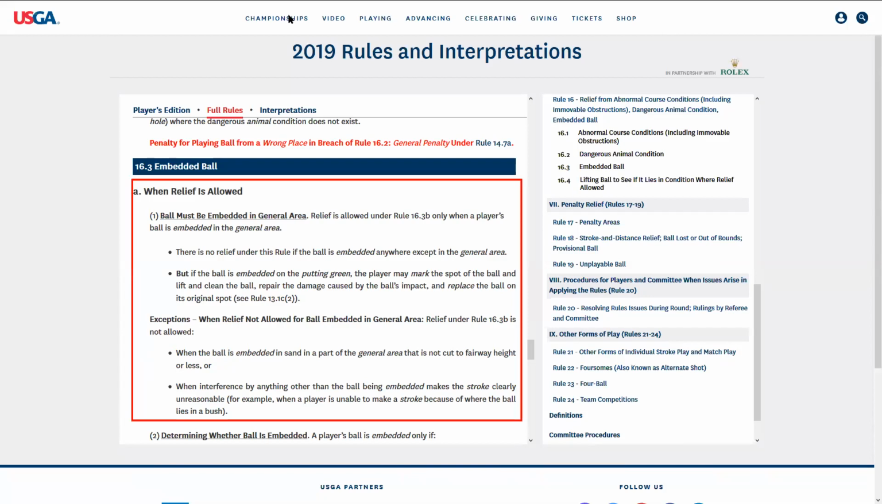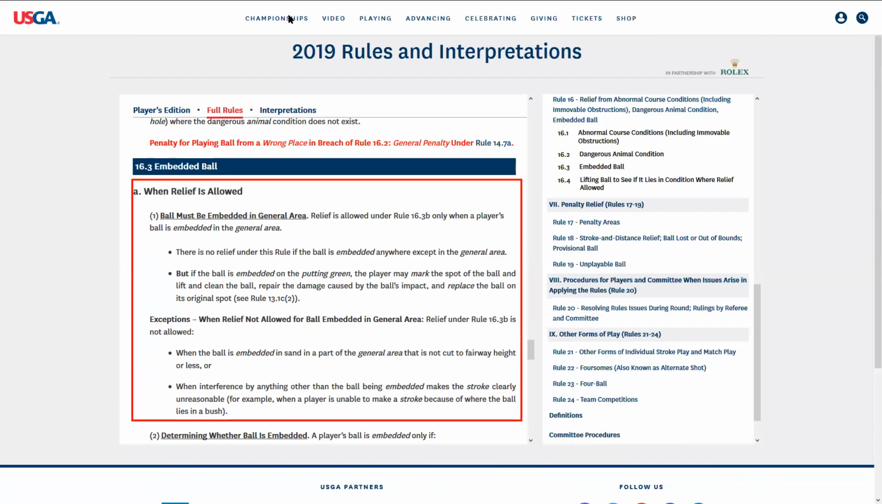When relief is not allowed for a ball embedded in the general area. Relief under 16.3b is not allowed when the ball is embedded in sand in a part of the general area that is not cut to fairway height or less. The problem I have with this is, to me, it's poorly written and hard to understand. So here's what the rule means.